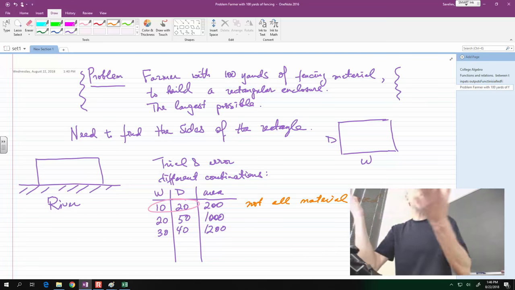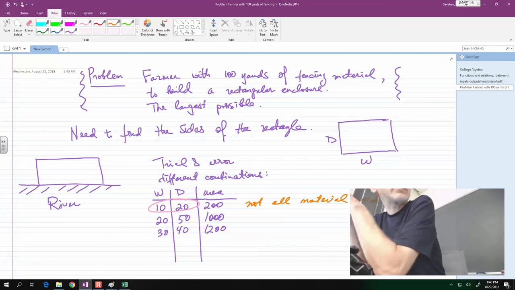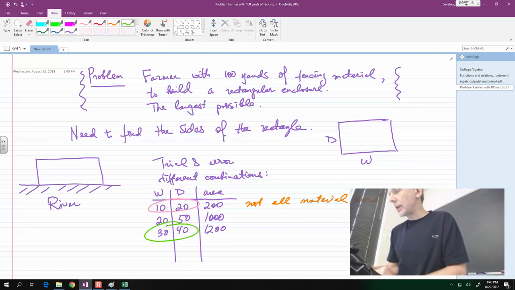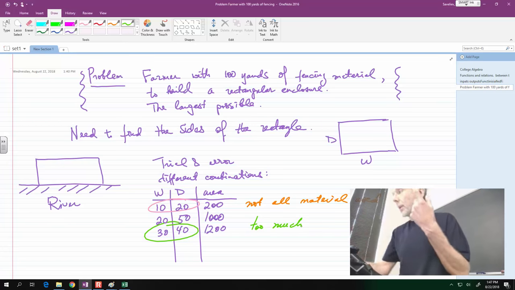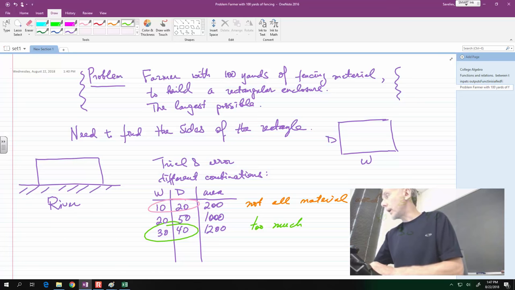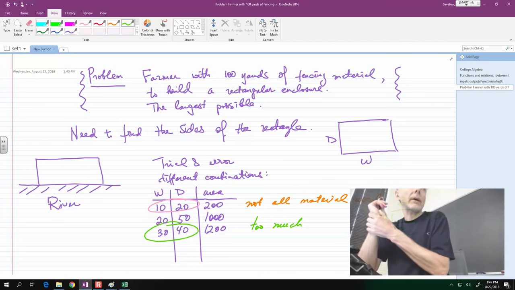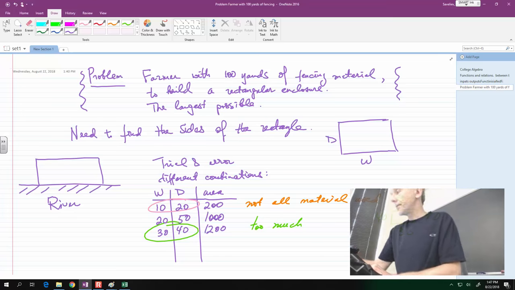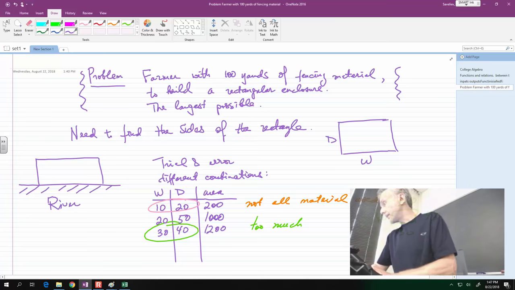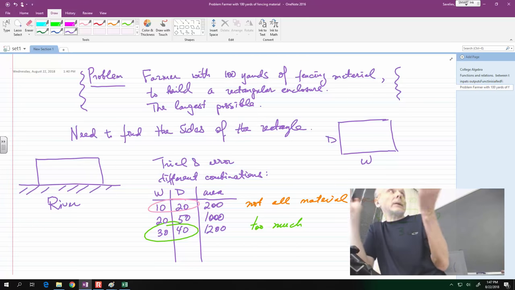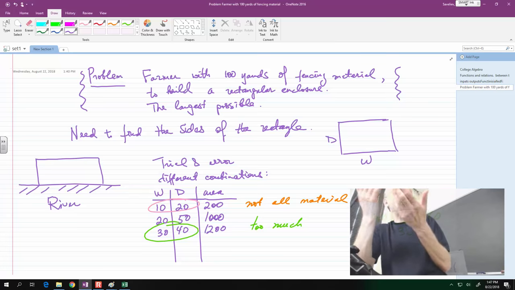If I increase the amount of material I'm using, I'm building a bigger structure. And then you can have the opposite problem here. This is too much. I don't have this much material. 30 and 40 will give you 30, 30, 40, 40. I don't have this much, so I'm computing stuff that is of no interest to me because I cannot build an enclosure like that. So what do I do? I still want to do trial and error, so let's limit our attention only to the enclosures that we can actually build, and that use all the material that's available.